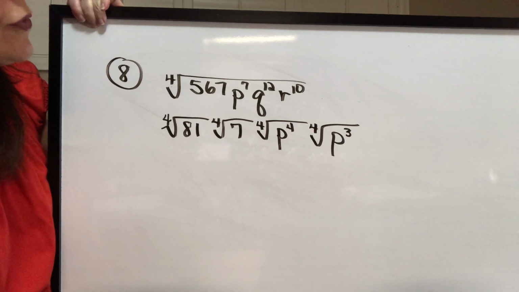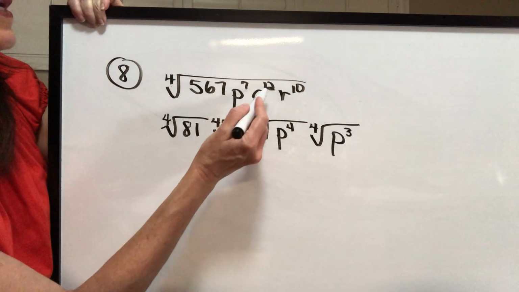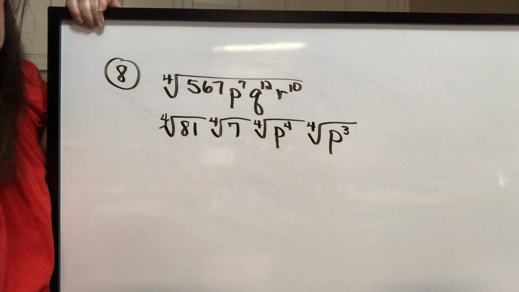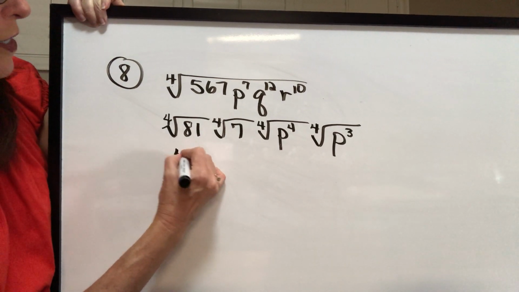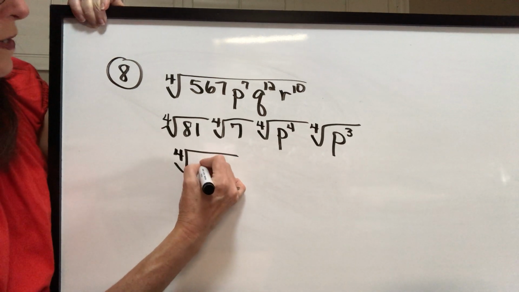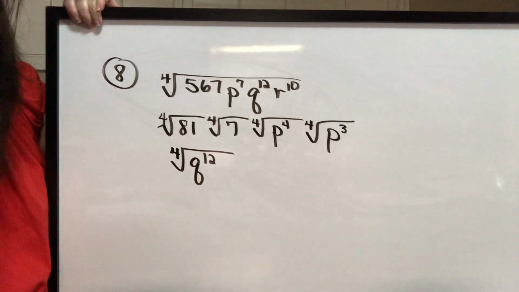Okay, then you go to q to the 12th. 12 is divisible by 4, so you do not have to break up that one. You can keep it 4th root of q to the 12th for now.